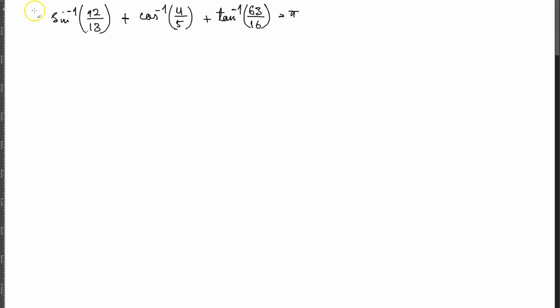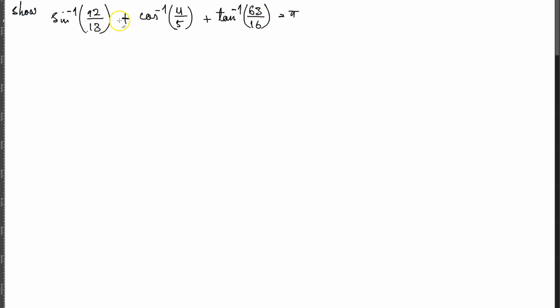Okay, so again the question is the sine inverse of 12/13 plus the cos inverse of 4/5 plus the tan inverse of 63/16 is equal to pi. You want to prove this.